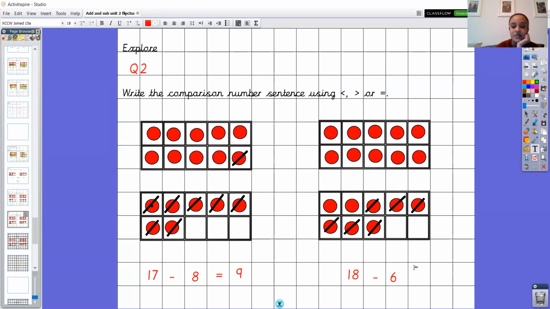And then we'll find out what the answer is. We know how many are left, and we know there's 10 up here. So we're going to put that 10 straight in our head. Count on 10, 11, 12. So 18 take away 6 is 12. But I'm not done yet.